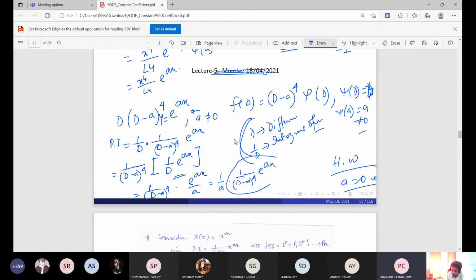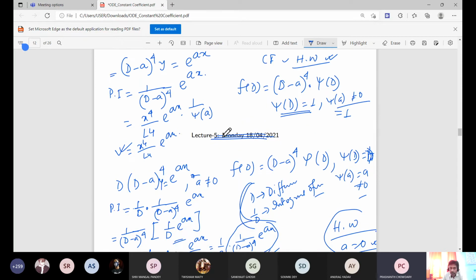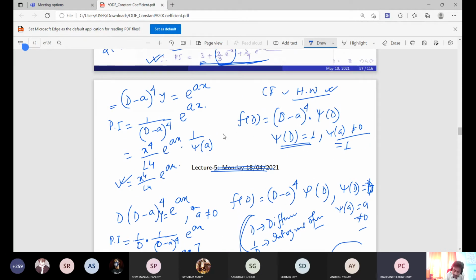This part is already done in the previous problem: x to the power 4 by factorial 4, e to the power x. You can solve it, and try to solve it considering a is 0. Not only this, you can form any problem out of it. Any factor you consider here other than d minus a to the power 4, you can form your problem on your own actually. But remember, on the right hand side you are now considering only e to the power x.